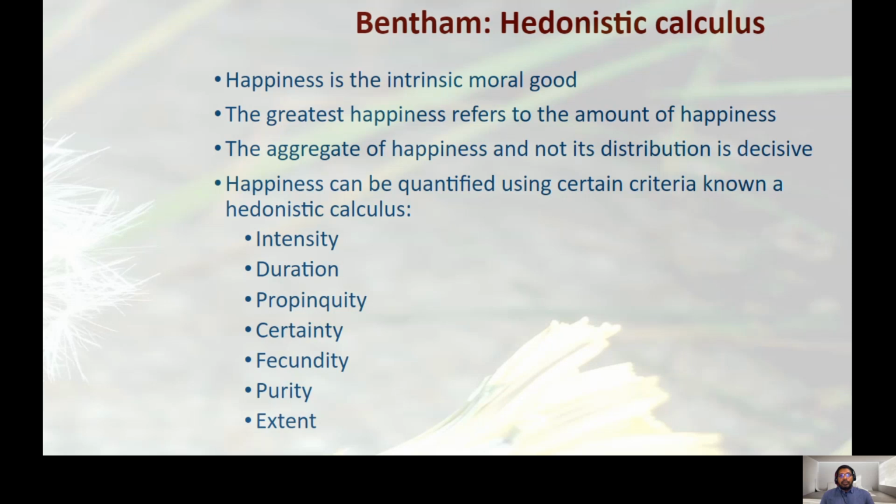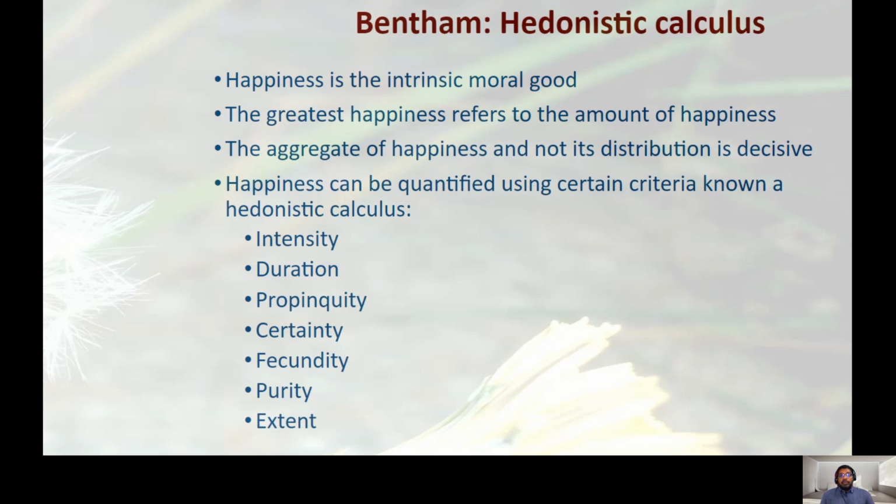Now 100 into 100 makes 10,000. There are 10,000 units of happiness. Now if you put together all these other aggregates, and anything comes closer to 10,000, then this is right. Teaching ethics is the right action.